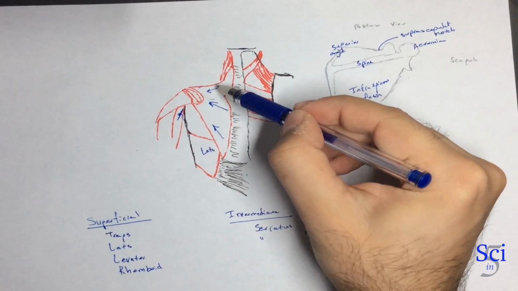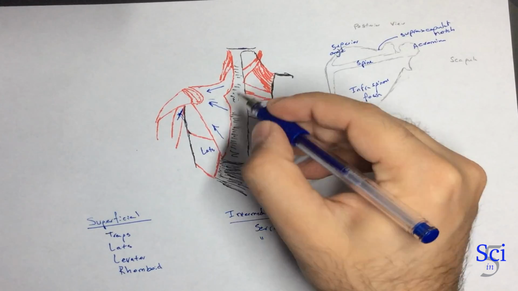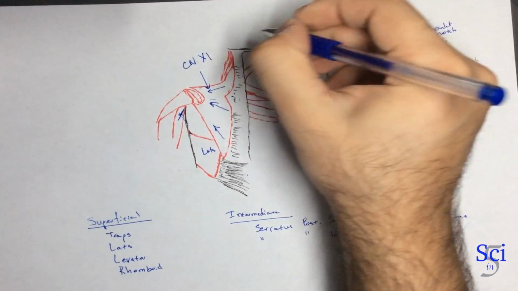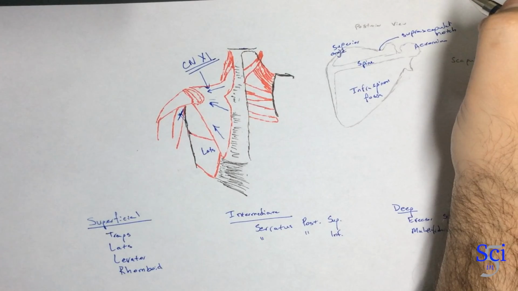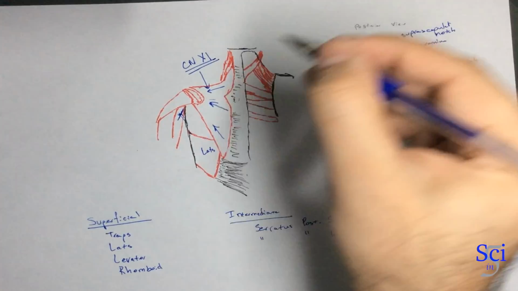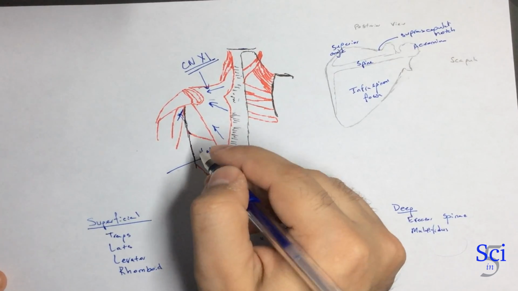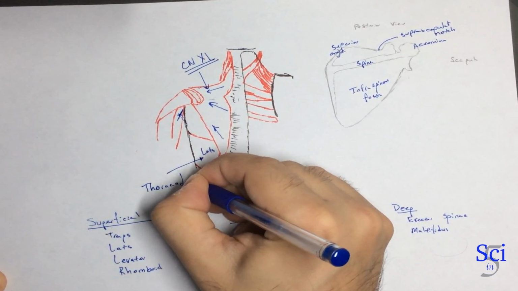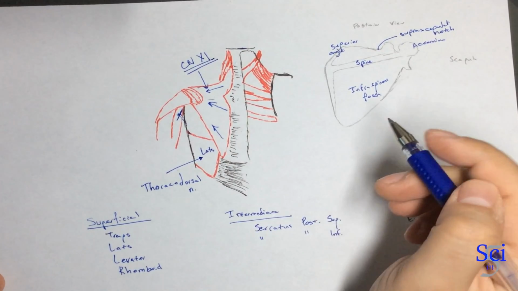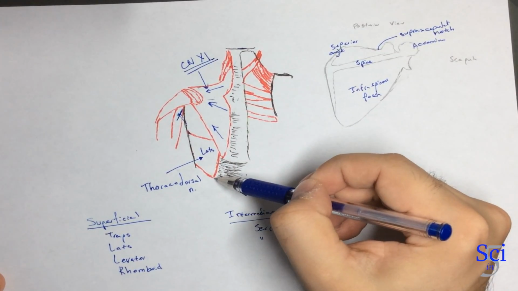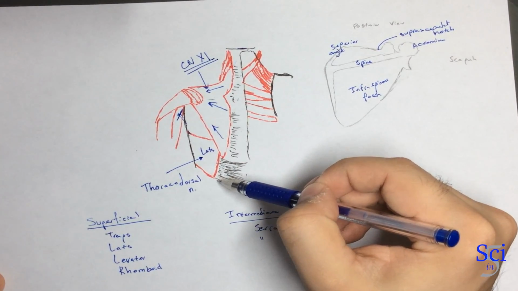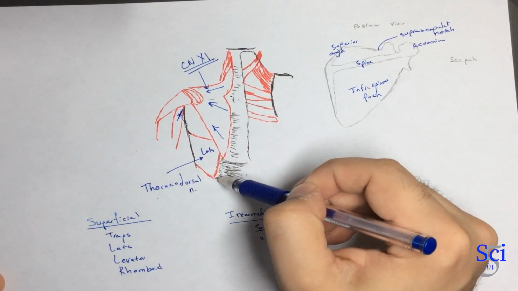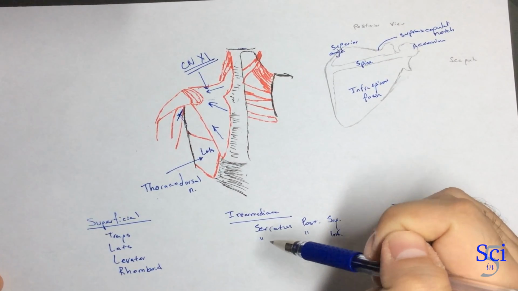Now, the one thing I forgot to mention about the traps is it's innervated by cranial nerve 10. So this is cranial nerve 10. Oh, sorry, cranial nerve 11, my mistake. And cranial nerve 11 is also known as the spinal accessory nerve. The lats, on the other hand, are innervated by the thoracodorsal nerve. So if you think about it, one of the points of origin is the thoracolumbar fascia. So if you see thoraco, just remember lats. Their origin and their nerve have the word thoraco in it.